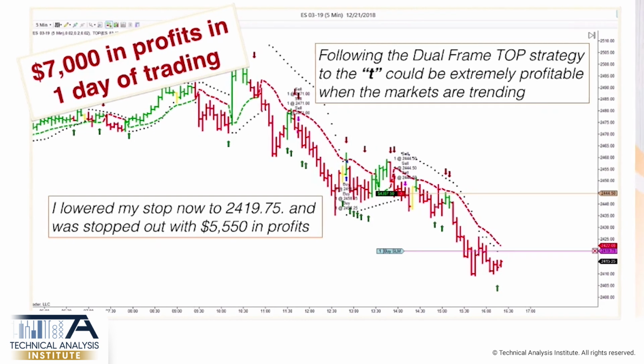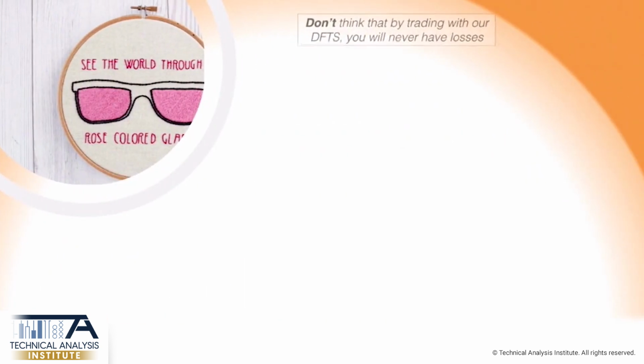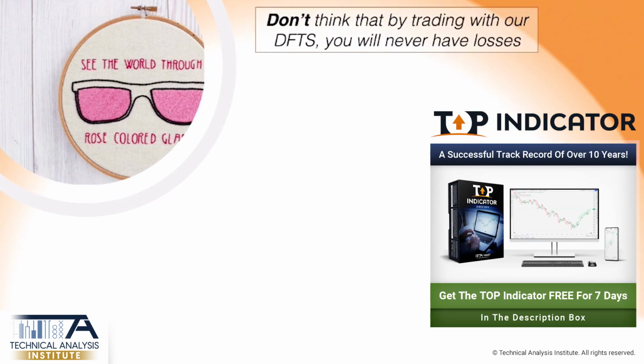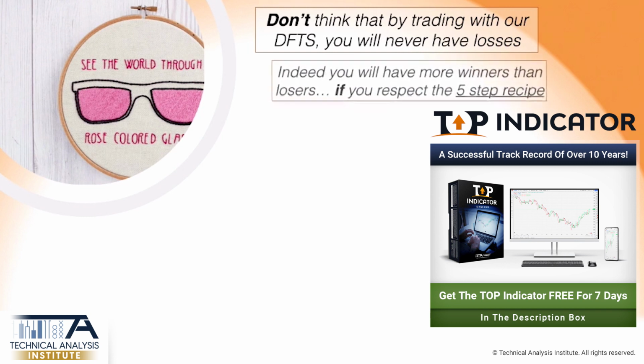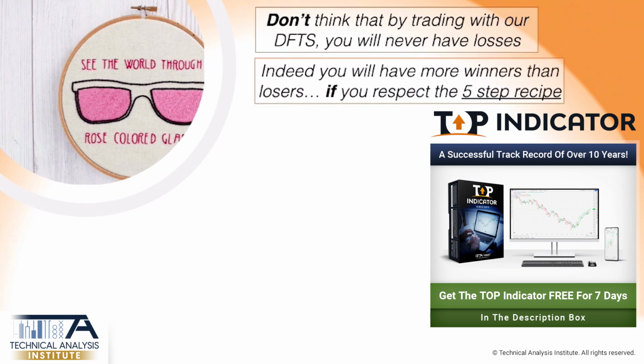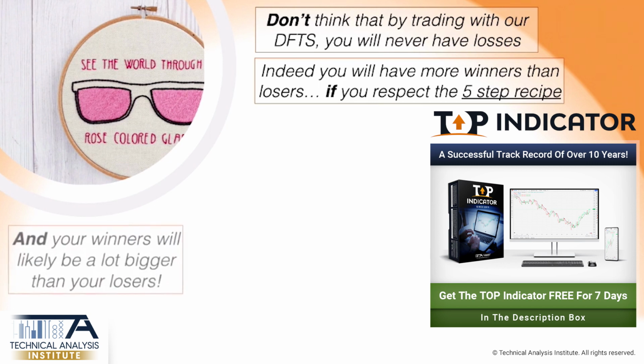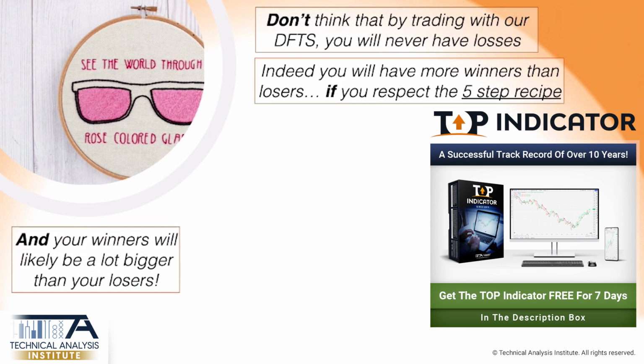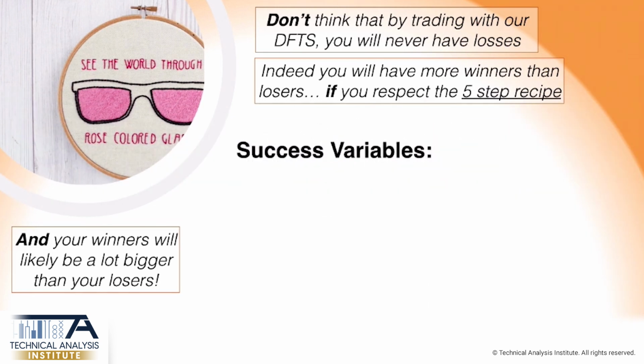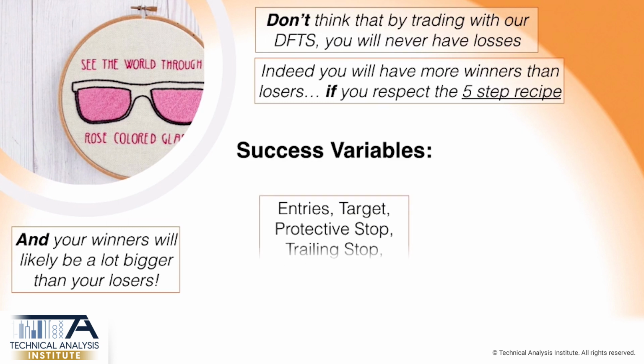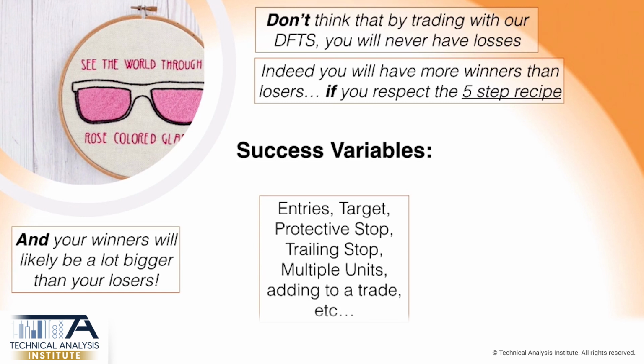I'm going to finish this video with an important note. I do not want you to think that by trading with our DFTS strategy, you will never have losses. Indeed, you will have more winners than losers if you respect the 5-step recipe. And in all likelihood, your winners will be a lot bigger than your losers. But keep in mind that the success of a trading plan depends on many variables, many of which we covered in this course. Entries, target, protective stop, trailing stop, multiple units, adding to a trade, and so on.